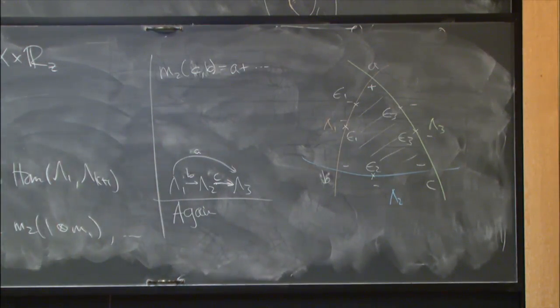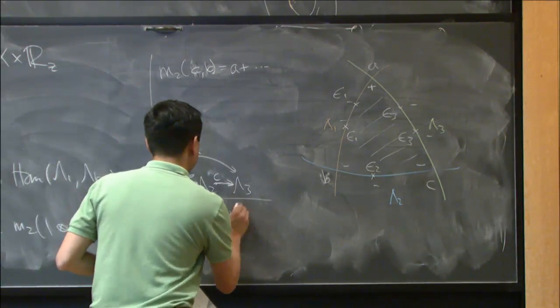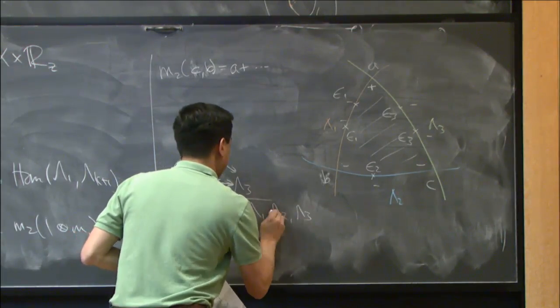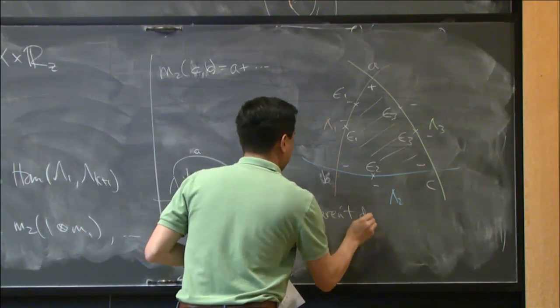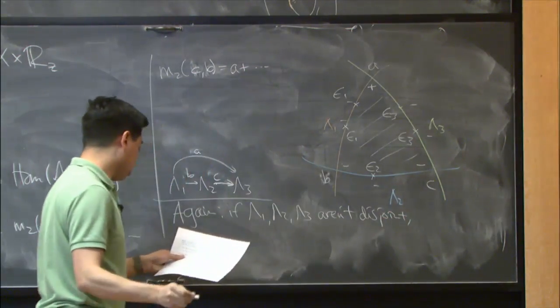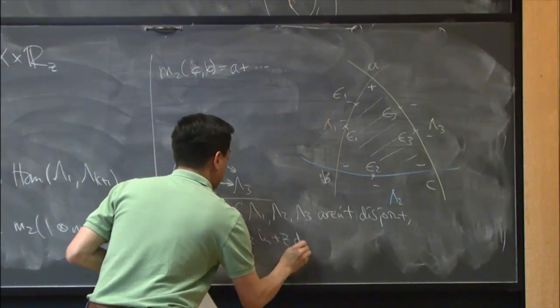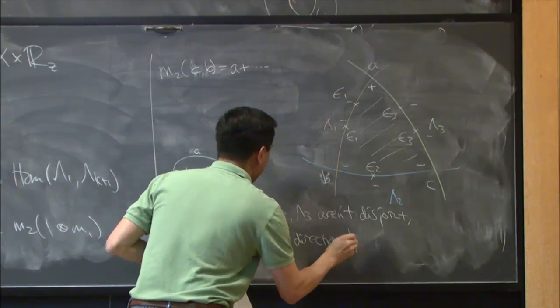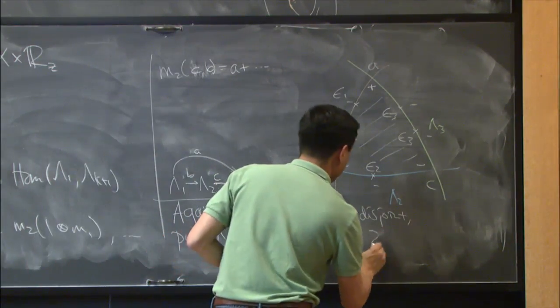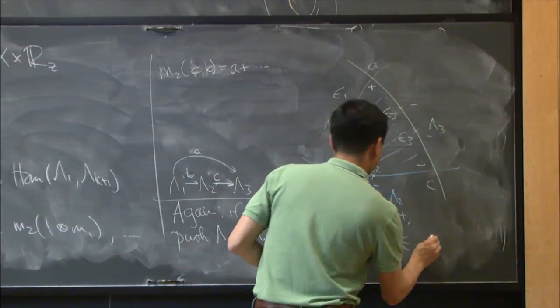Again, we have this issue that if some of the lambdas, these inputs, are not disjoint from each other, then you have to do something. What you do is perturb them, but the ones that are earlier on in the sequence you perturb by a little bit more. So if lambda 1, lambda 2, lambda 3 aren't disjoint, or even if they are, we perturb, pushing lambda 1 and lambda 2 in the plus z direction, lambda 1 by the most, so maybe 2 epsilon and epsilon respectively.